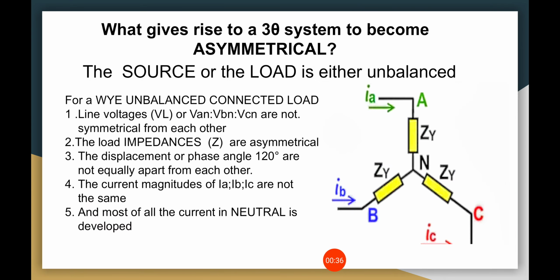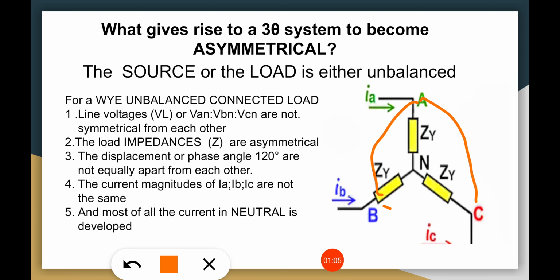Okay, the question is: what gives rise to a three-phase system becoming asymmetrical or unbalanced? The unbalance happens either in the source or the load configurations. Say for example, for a Y unbalanced connected load, these are the line voltages, VAB, VBC and VAC, and the phase voltages are VAN, VBN and VCN.